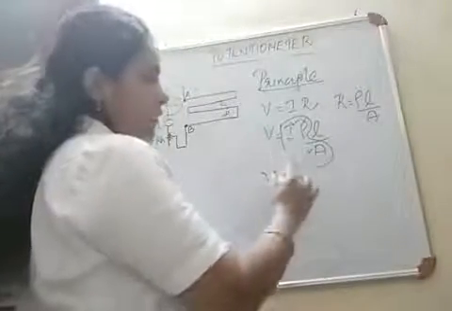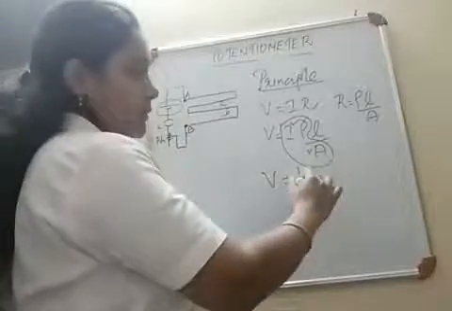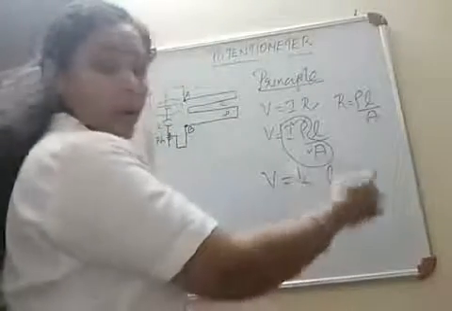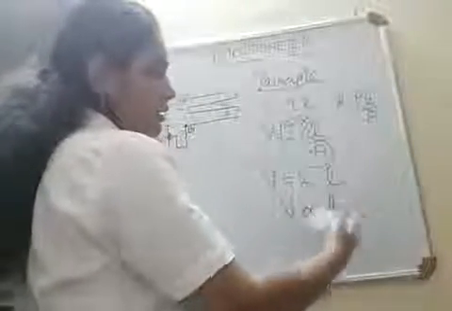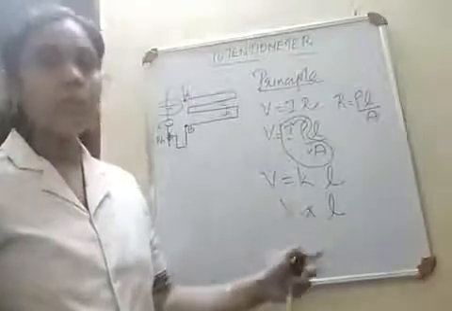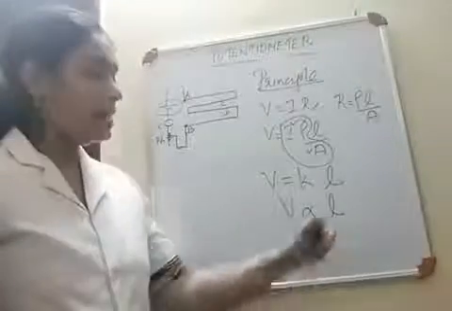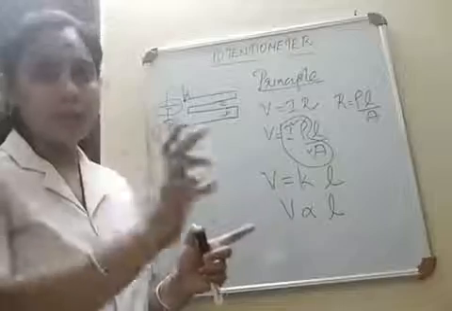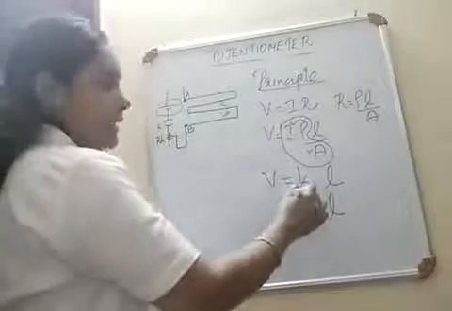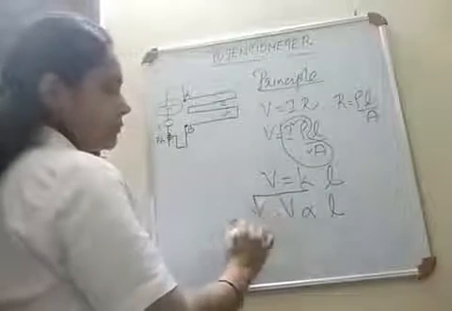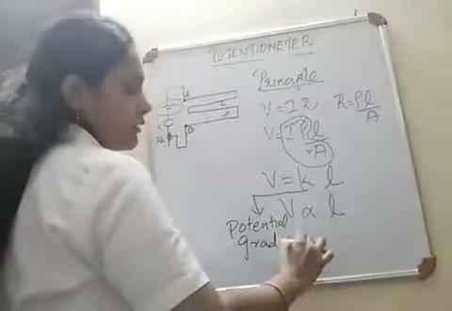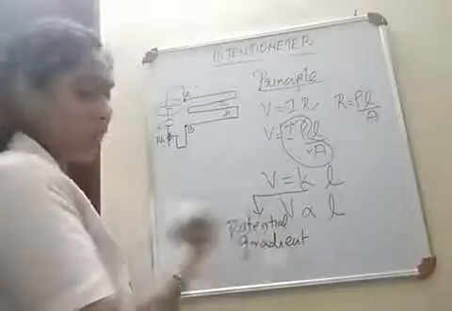Then we can write V equal to, instead of these constants, we can substitute a common constant, that is K, into L. So V equal to a constant into L, or we can say V is proportional to L. That is, the potential drop across any 2 points of the potentiometer wire is directly proportional to the length of the wire between those 2 points. And this constant K is known as potential gradient.